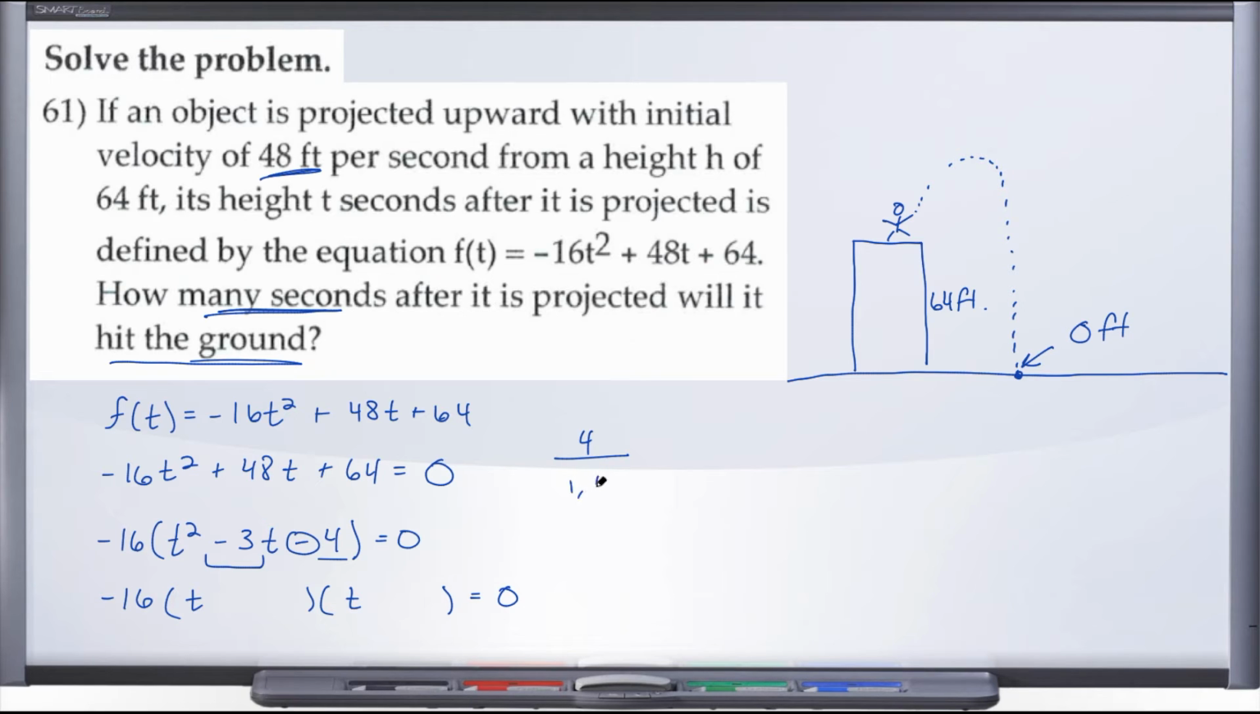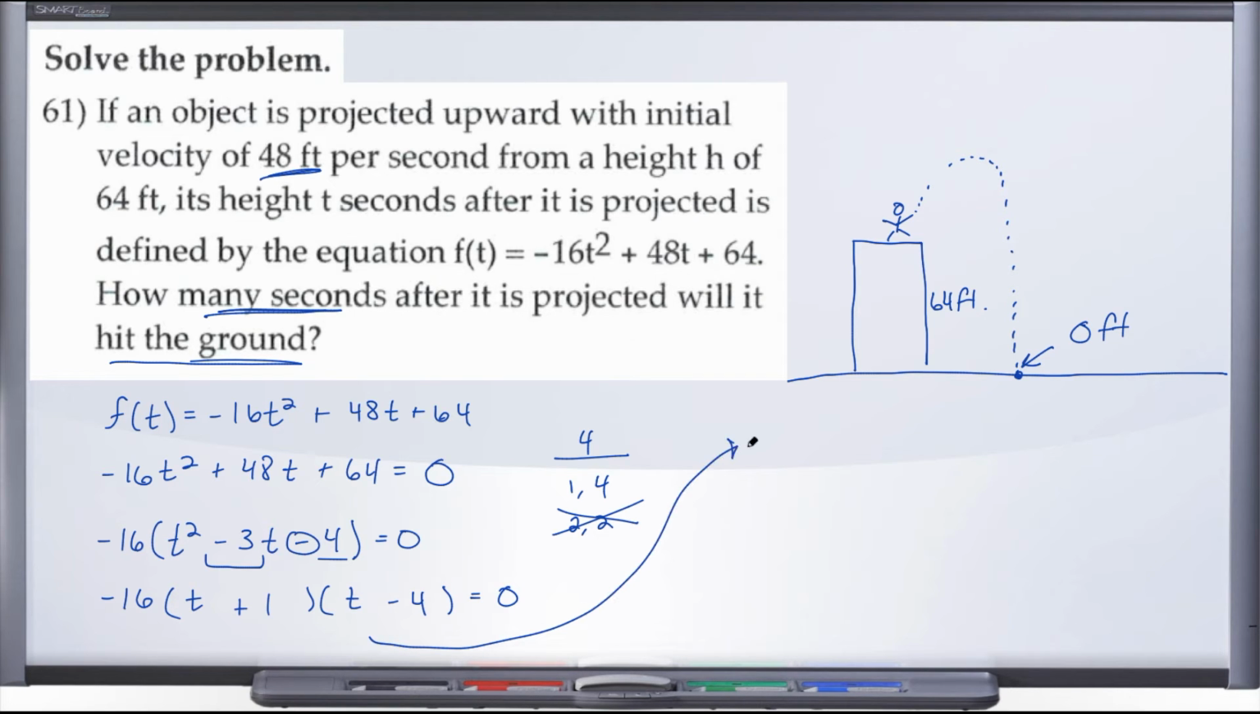Well, what are the factors of 4? 1 and 4, 2 and 2. So of these factors, which ones can we subtract to get a negative 3? We can't subtract 2 and 2 to get a negative 3, but we can subtract a 1 and a 4 to get a negative 3. So if we had a positive 1 and a minus 4, 1 minus 4 gives us negative 3, and 1 times -4 gives us -4. So there we have it.